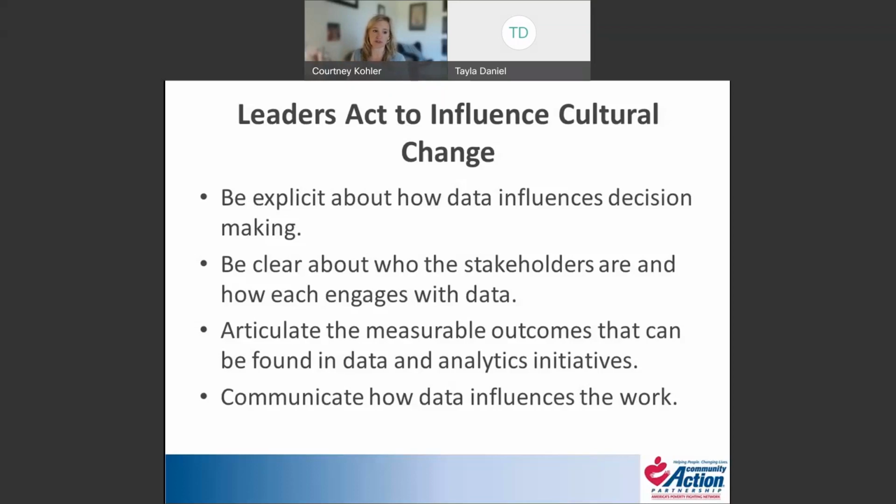And then we also want to make sure that, as leaders influencing this cultural change, we communicate how data influences the work. So making sure that we're making those connections for other staff, for people in the community as well, so that people can see how the data is actually influencing decision making and the work that's being done as a result.